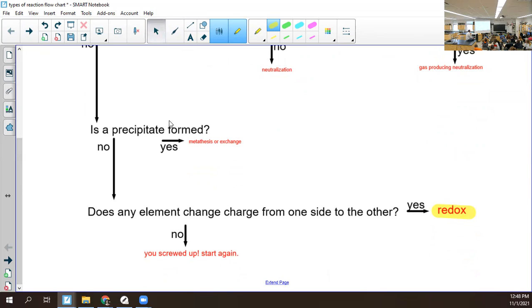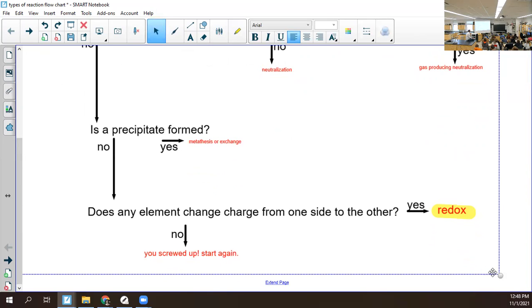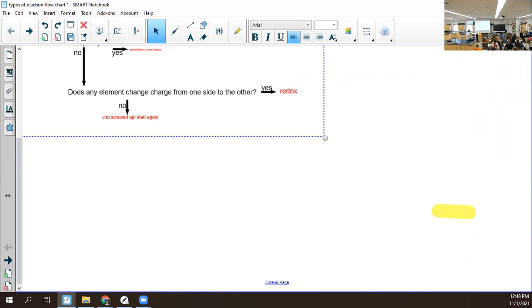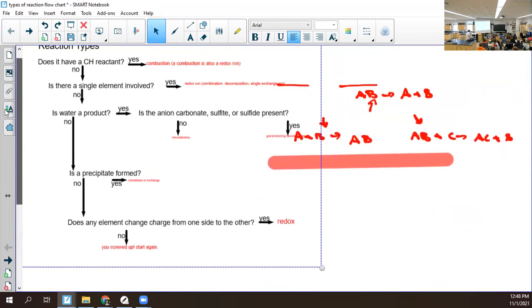Okay, let me see here. This is all connected. I will try and get it on one slide if you want to take a picture of it.